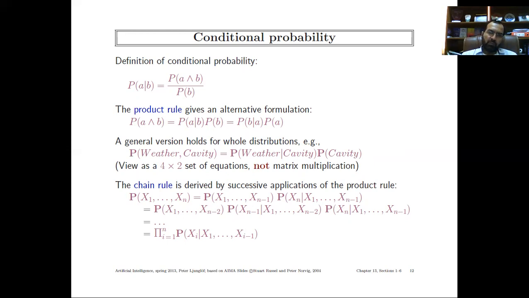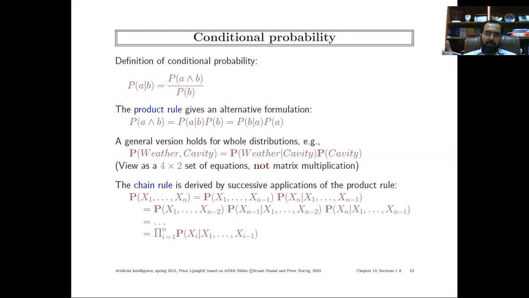If you apply the same concept to more than one variable, you can define it as the chain rule. The chain rule is derived by successive application of the product rule. You obtain this value, then turn to the next product, and so on. So the probability of x1 through xn is equal to the probability of x1 to xn minus 1 times the probability of xn given x1 to xn minus 1. That is what determines the chain rule.